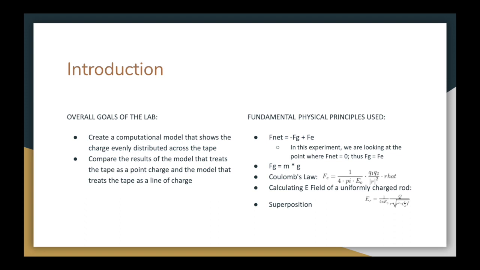First, the concept of net force was used, whereas the only forces we are looking at are gravitational force and electric force. Since net force is zero in this experiment, Fg is equal to Fe. We also looked at the concept that gravitational force was equal to mass times gravity. We also looked at the formula for Coulomb's law and the formula for calculating the E field of a uniformly charged rod. Finally, we also look at superposition.